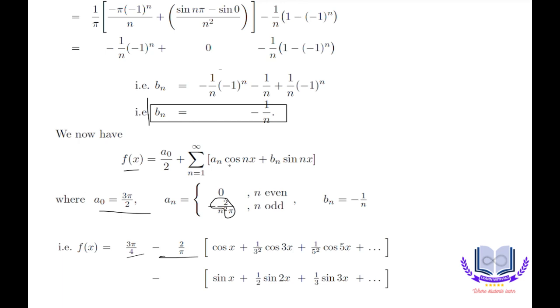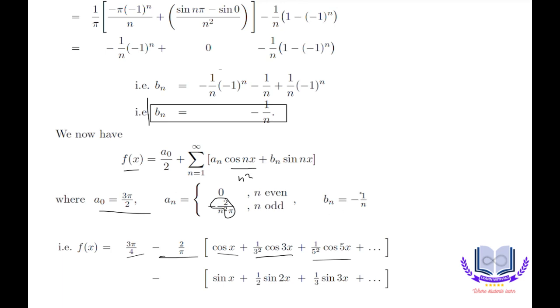Then what we have remaining is cos nx by n square. And here the values of n are odd. So what we'll do, we will firstly put n equal to 1. So for n equal to 1 it is cos x upon 1. Now we have to put directly n equal to 3. So cos 3x by 3 square, then cos 5x by 5 square, and so on.